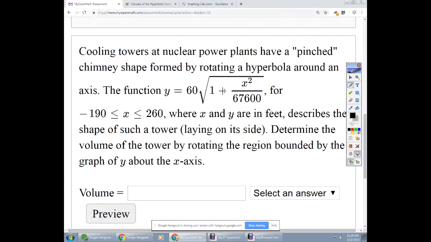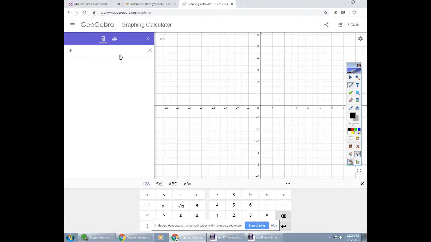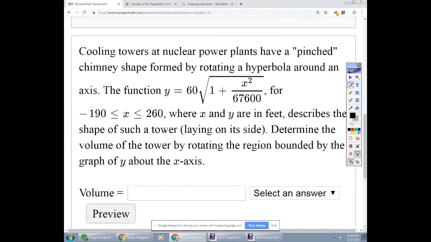So I'm going to look at a graph of that and see what we want to try to do. We want to rotate this about the x-axis. All right, so let's graph that. Let's see, 60 and 67,600. Oh, this is going to be an interesting graph. This is the last one, number 16.